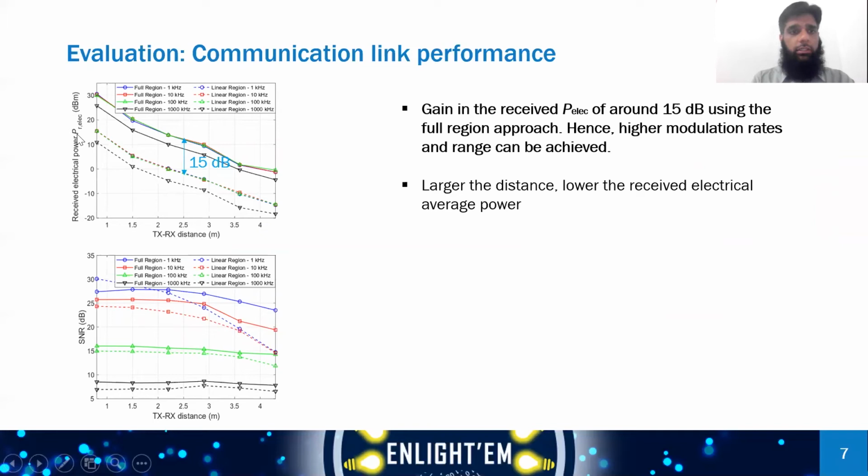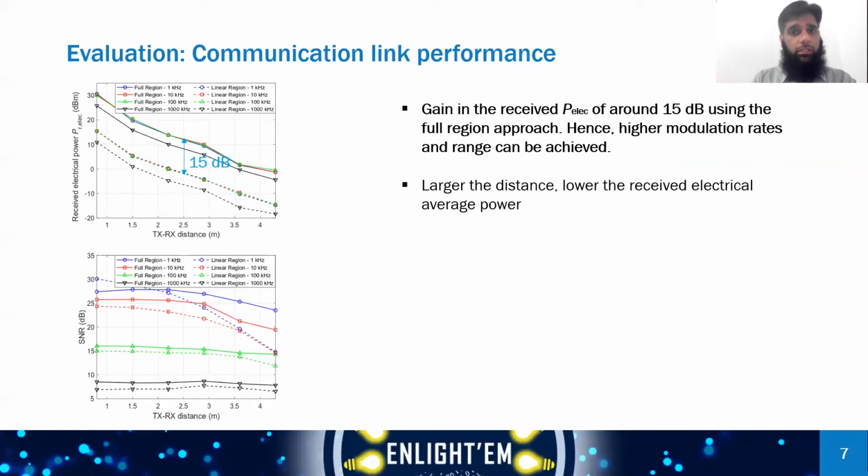On the y-axis it's the received electrical power in dBm. The full region and the frequency sweep from 1 kilohertz to 1 megahertz, and the solid line shows the full region approach, and the dotted line shows the linear region approach. And we can see that we received a gain in the received electrical power of around 15 dB using the full region approach. Hence, we can achieve a higher modulation rate, and a higher range of communication can be achieved.